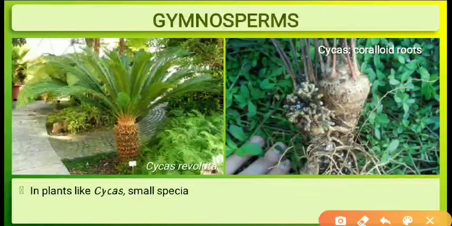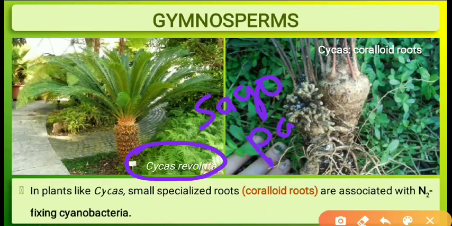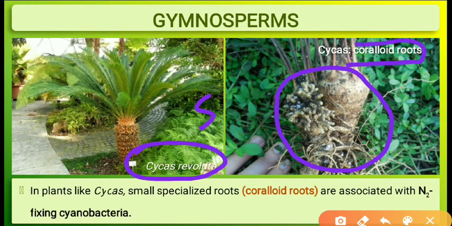And this is the plant Cycas revoluta. Cycas is also called sago palm. Remember this word, sago palm. Sago means sabudana. Cycas has coralloid roots. I will show you, remember this coralloid root. They show a symbiotic association with cyanobacteria like Anabaena. The specialized coralloid root hosts nitrogen-fixing cyanobacteria like Anabaena.